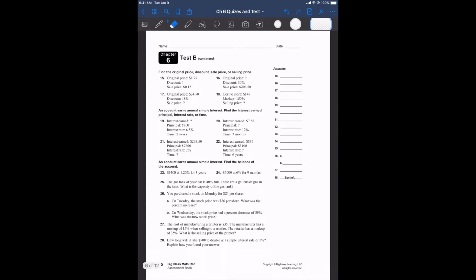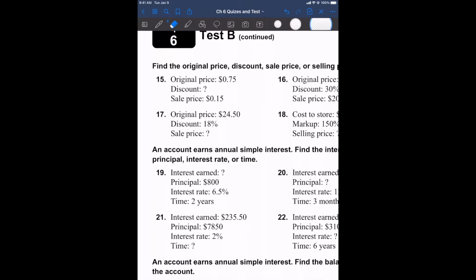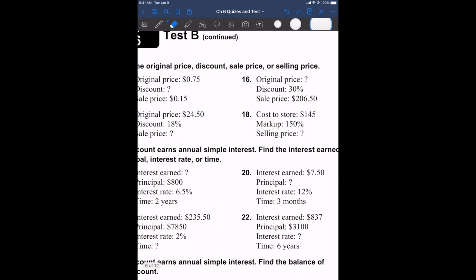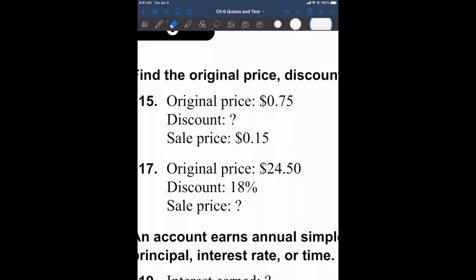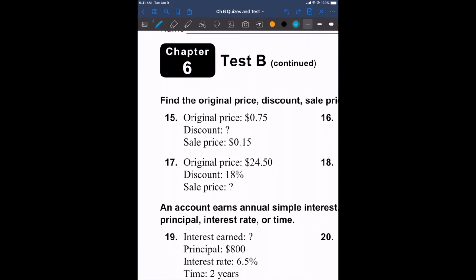This is where your note cards are going to come in handy. Your note cards have the formulas on them, okay? Find the original price, the discount, the sale price, or the selling price. So as you can see, they told you what you're trying to find, okay? What formula do we use for this?